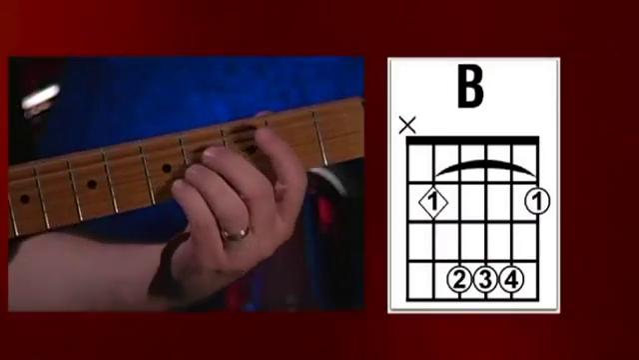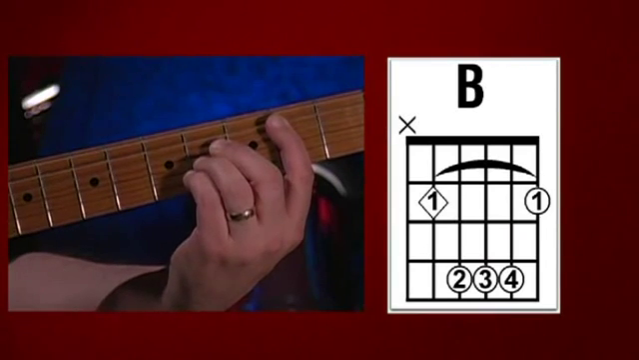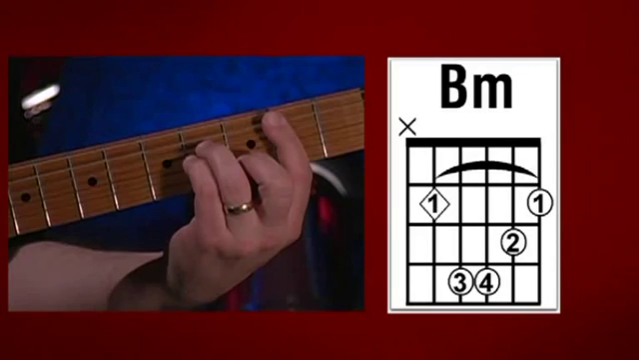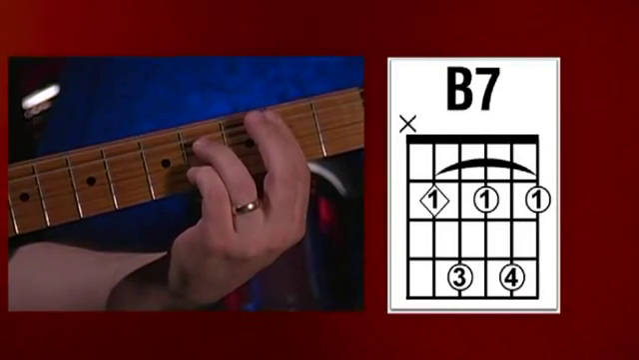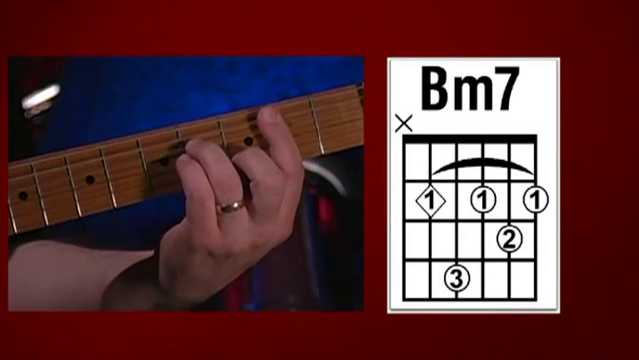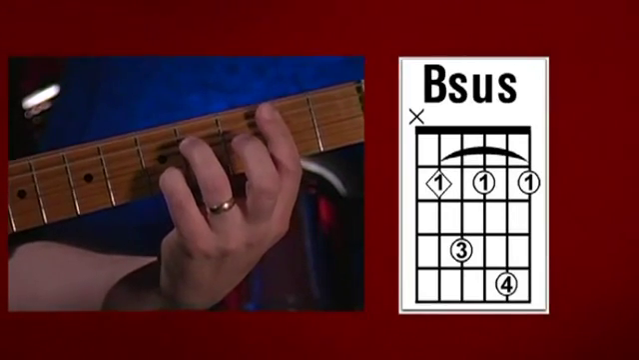Now we're going to do the ones on the fifth string forms that we learned. Let's do those in B. So we've got our B, either way that you want to finger that. We've got B minor, B 7th, B minor 7th, and B sus. We'll go through those one more time.